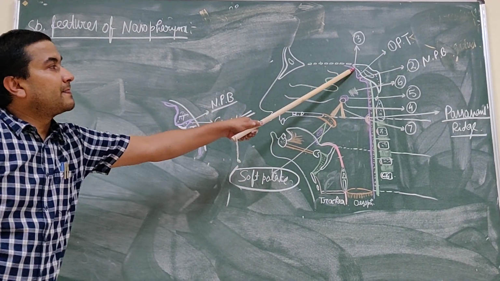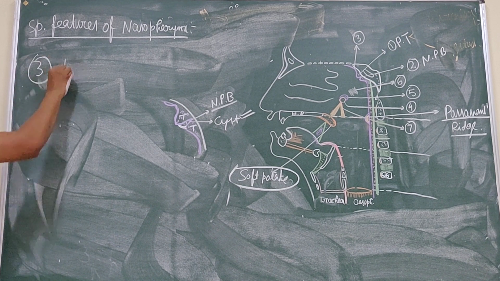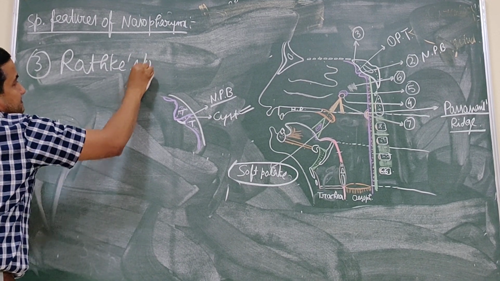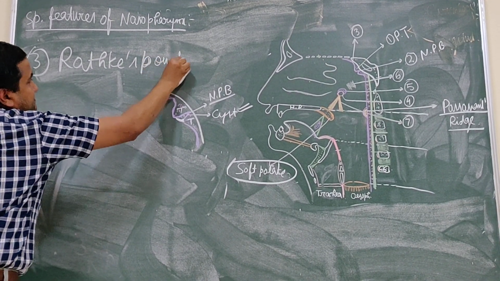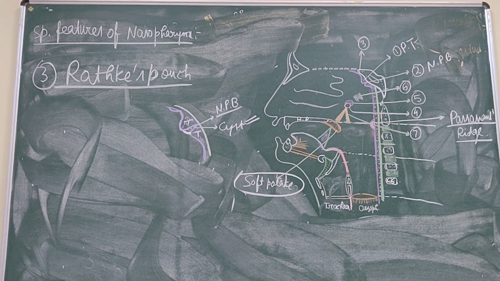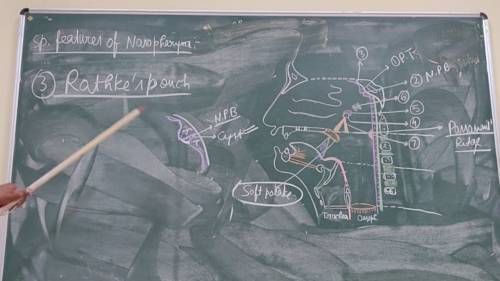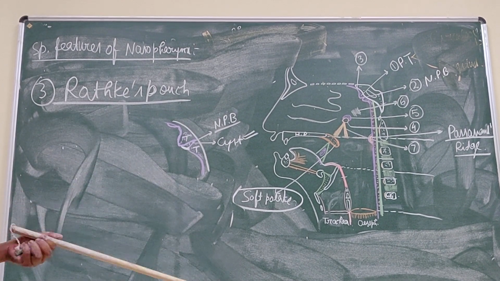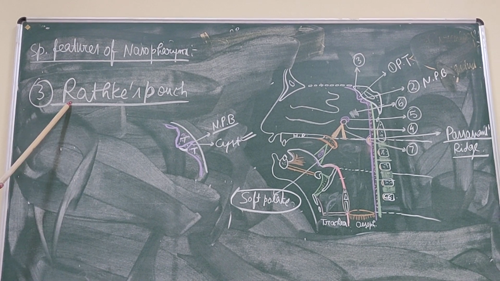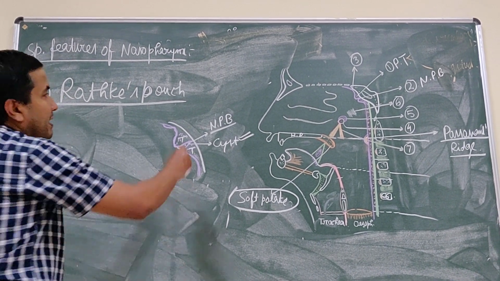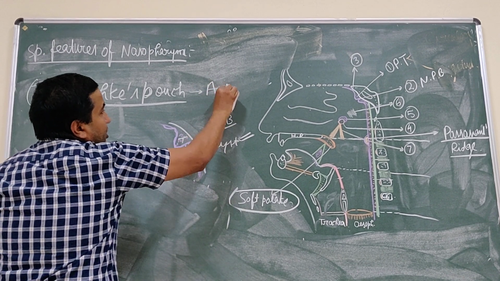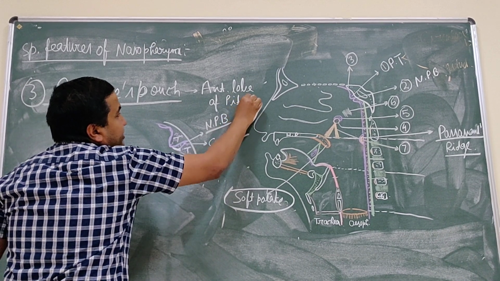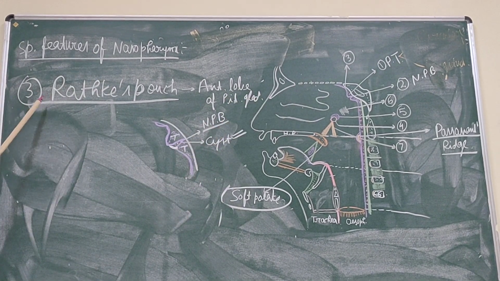Now the third is the Rathke's pouch. Rathke's pouch is a diverticulum from the roof of the stomodeum. Stomodeum is the primitive mouth. These are the embryological terms. If you remember, this Rathke's pouch forms the anterior lobe of the pituitary gland. The anterior lobe of the pituitary gland is formed by this pouch.